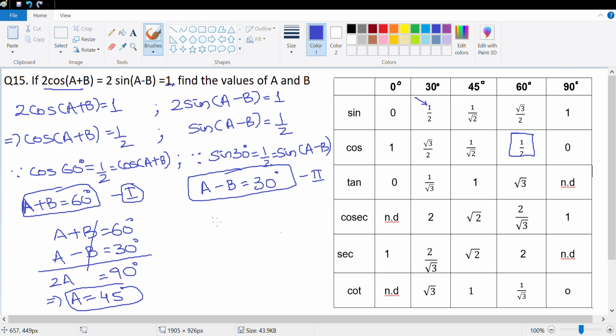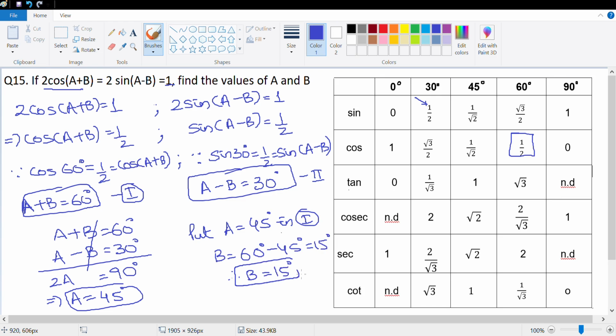So put a is equal to 45 degree in equation 1, and we get b is equal to 60 degree minus 45 degree, which is equal to 15 degree. Therefore, b is equal to 15 degree. So we've got the values of a and b. a and b are equal to 45 degree and 15 degree. That finishes this exercise as well as this chapter for me.